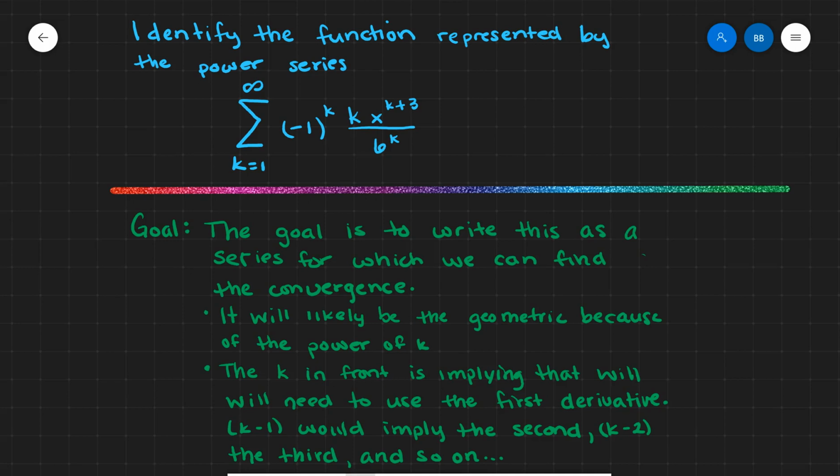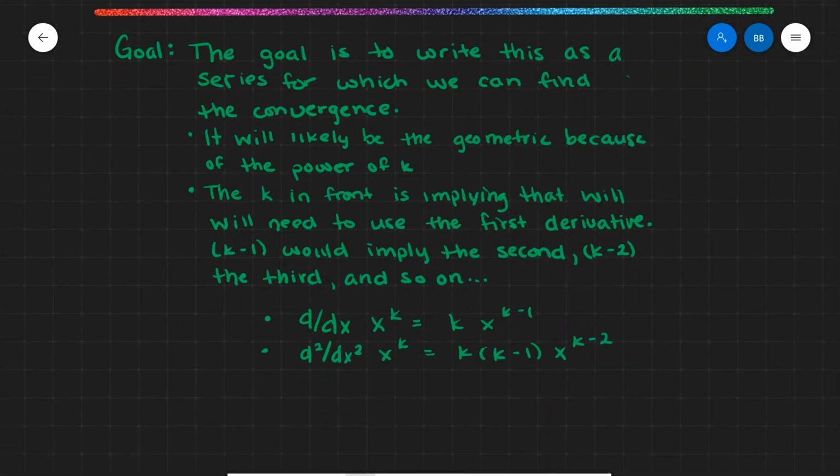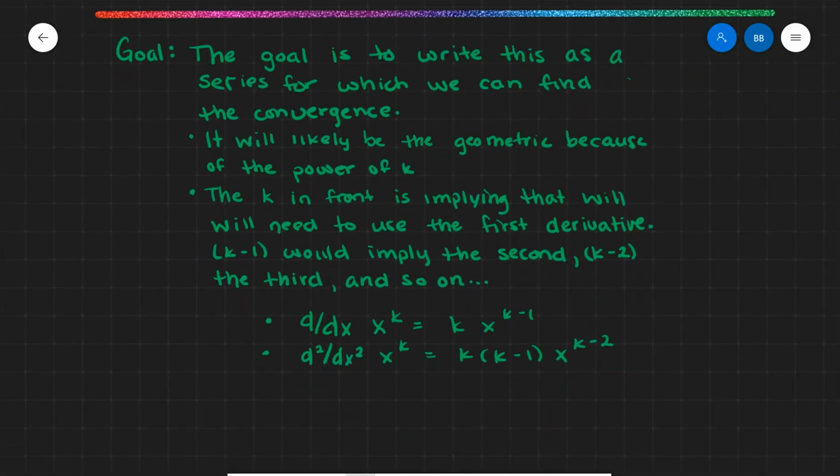It'll likely be the geometric because of the power of k. That is our most common series with the power of k. The k in front, this coefficient of k in front of the x, is implying that we'll need at least the first derivative. K minus 1 would imply the second, and k minus 2 the third, and so on. And that's because as we take the derivative of x to the k, the k will move out in front as a coefficient, and we will take away 1 from the exponent. So the second derivative of x to the k would have a k minus 1 as the coefficient, and then an x to the k minus 2.